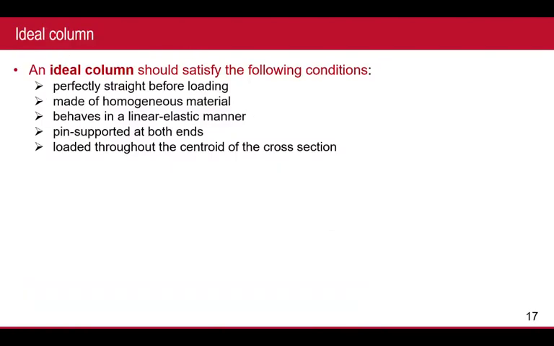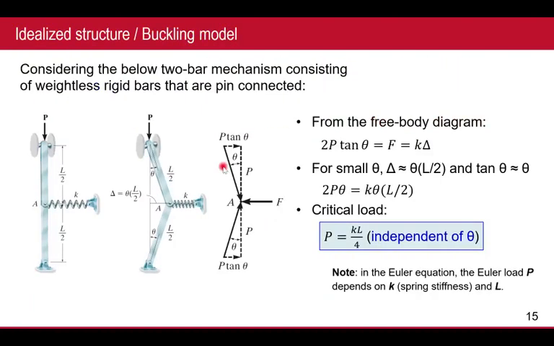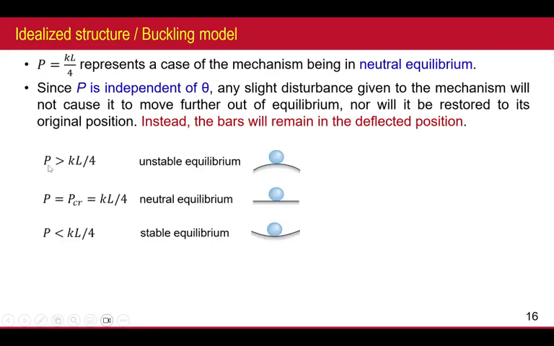So how can we get the ideal column? An ideal column should satisfy the following conditions: perfectly straight before loading, that's a straight column, and made of homogeneous material. You cannot say this one could change, because the whole thing will be changed. And behave in a linear elastic formation, that means Hooke's law can be applied, and pin supported at both ends. Pin supports at the ends.